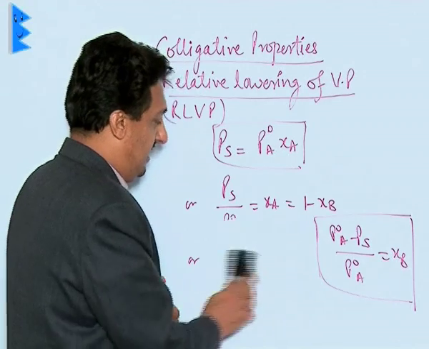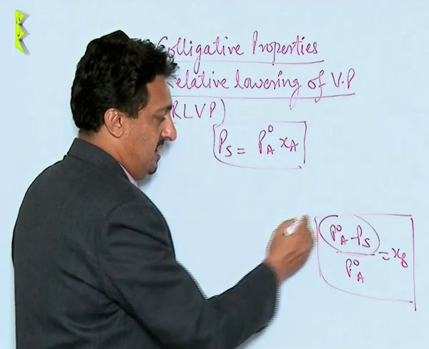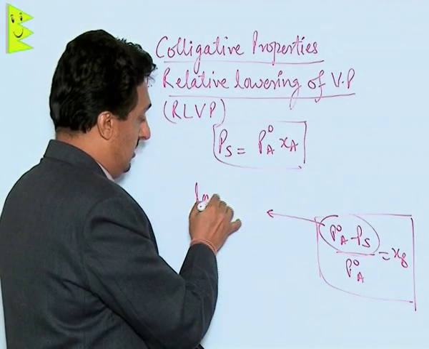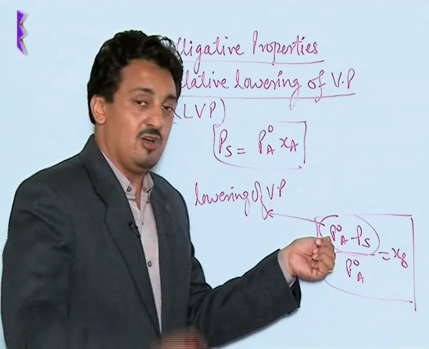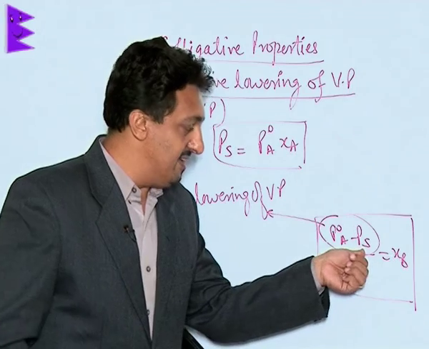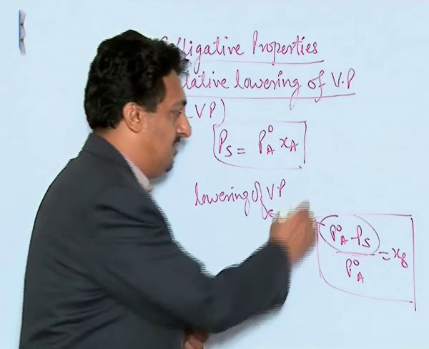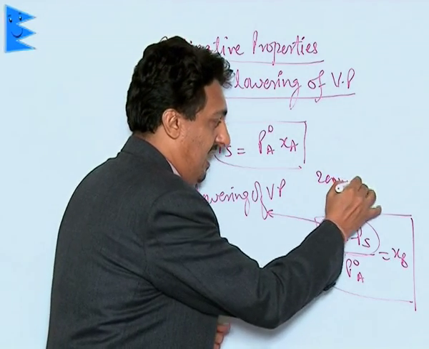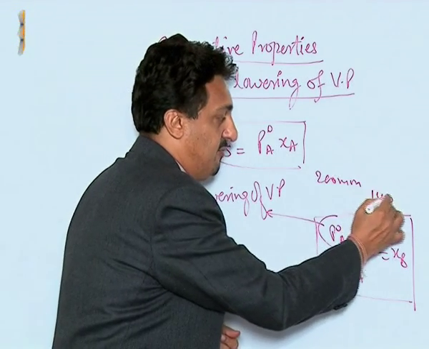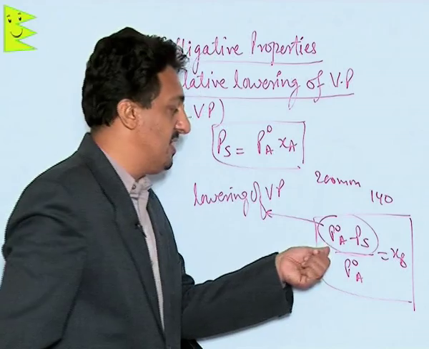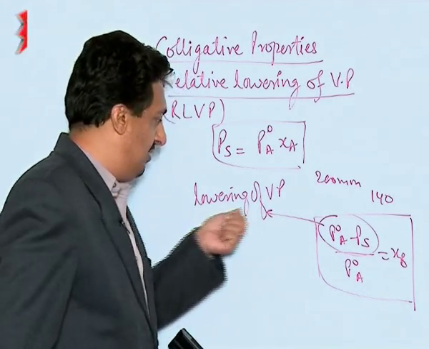How? You can see in this formula, the numerator is talking about the lowering of vapor pressure, because P naught A was the original vapor pressure of the pure solvent and PS is the solution's vapor pressure. Suppose the original vapor pressure of the solvent was around 200 mmHg. Now after adding the non-volatile solute, this becomes 140. So 200 minus 140 gives you the value by which the lowering has taken place. So this is the lowering of vapor pressure.